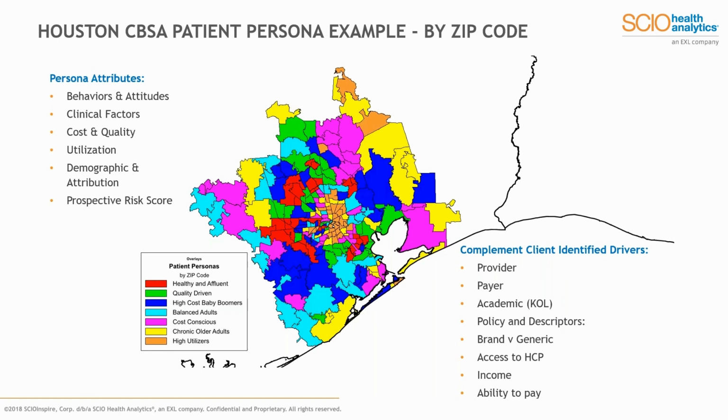Also, as we mentioned previously, the personas are built from a variety of patient-level attributes. Those are listed again up at the top left-hand corner, including behaviors and attitudes and clinical factors and so forth. But what we can also do, in addition, is overlay client-provided data as well to further enhance the personas. So these can include information on providers or payers or KOLs and many other types of client-provided data. And the key here is allowing us to take our own methodology and our own patient-level data, and in combination with client-provided data, we can then achieve enhanced and very targeted persona types. So again, the goal here is zip code-based personas based on SCIO's methodology and data, but enhancing that potentially with client-provided data.